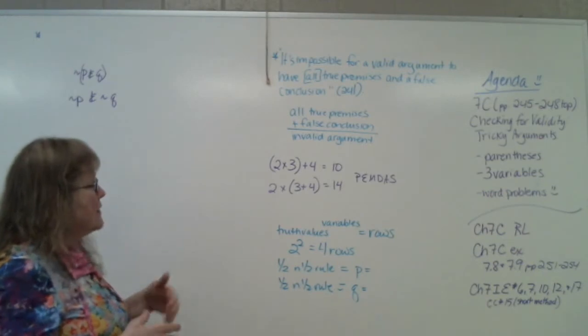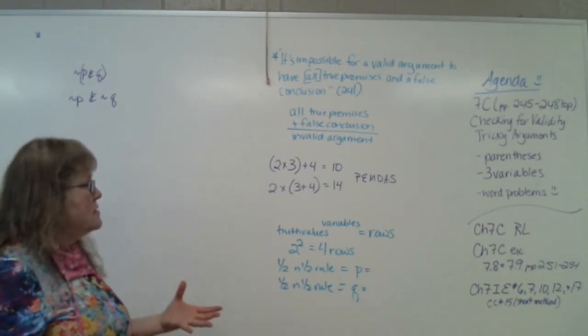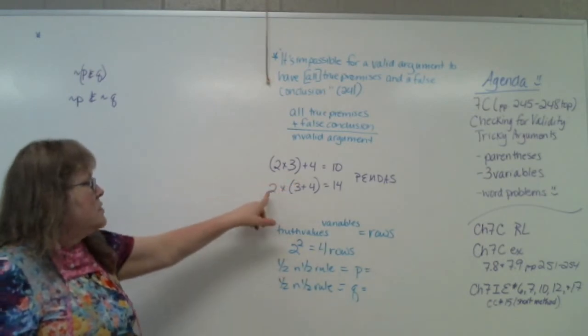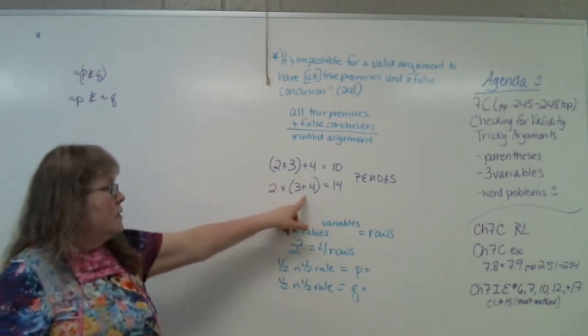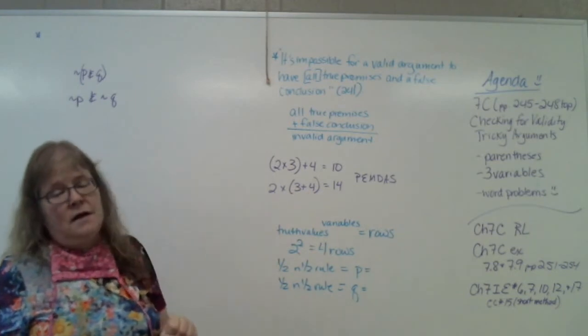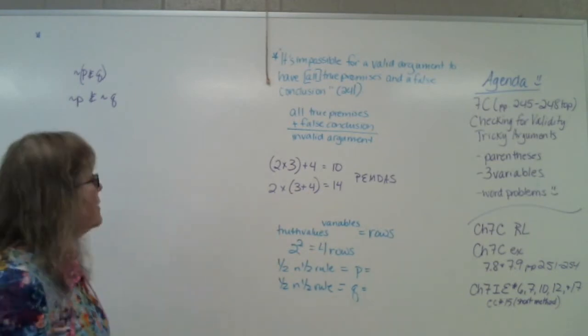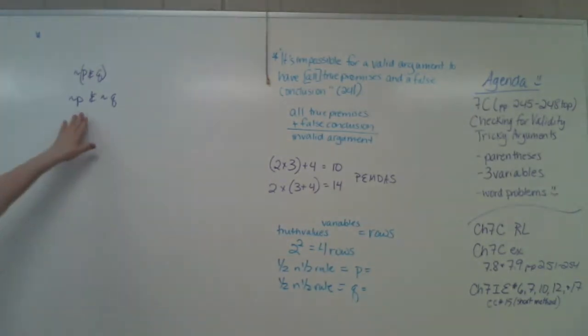And just like the order of operations changes the answer, 2 times 3 is 6, plus 4 is 10. 2 times the quantity 3 plus 4, which is 7, is 14. So where we put the parentheses matters. And so I'm going to show you a little bit here.